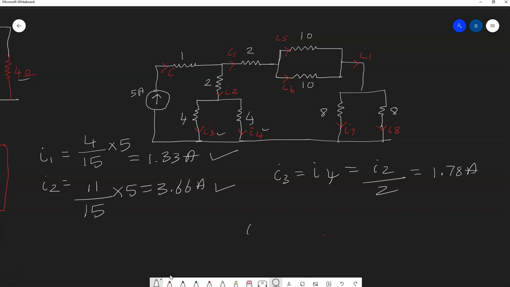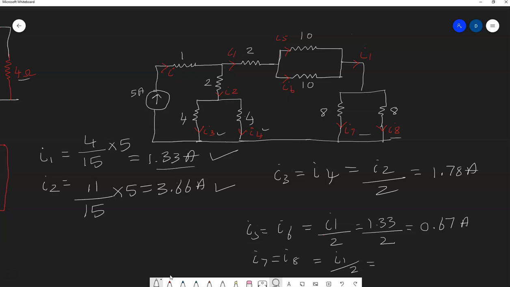So how about I5? I5 and I6 are the same, which is the current I1 divided by 2. We already know I1 as 1.33, so divided by 2, you're getting somewhere around 0.67 amps. And if you want to find the current I7, which is the same as I8, that will be the same current I1 divided by 2, so it's the same thing, 0.67 amps.